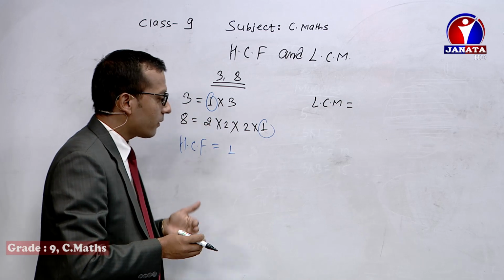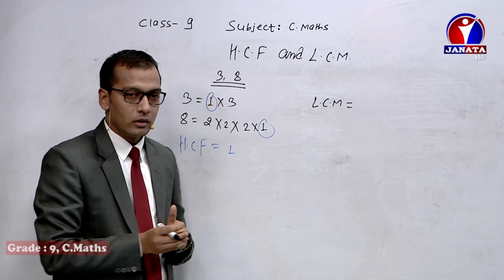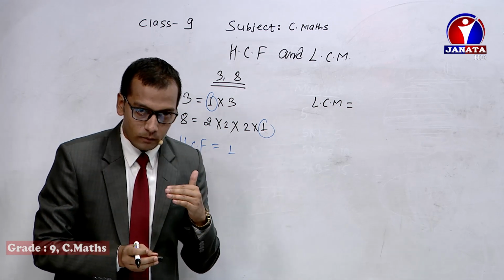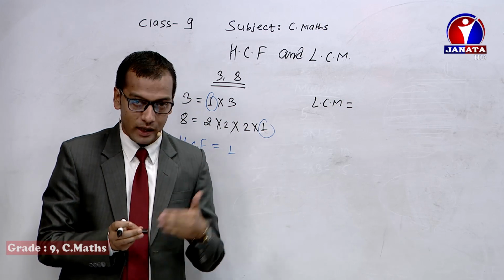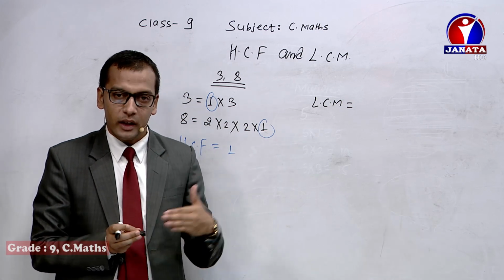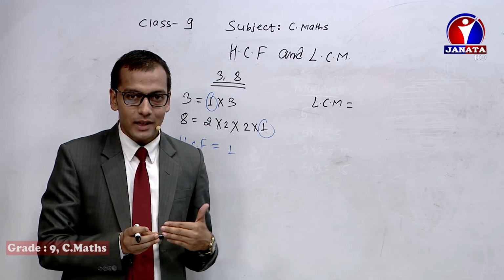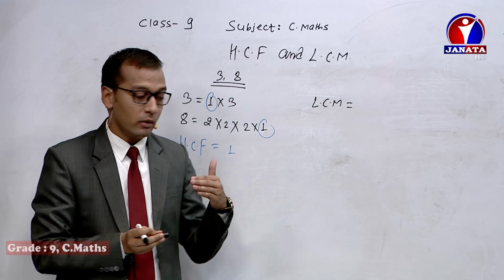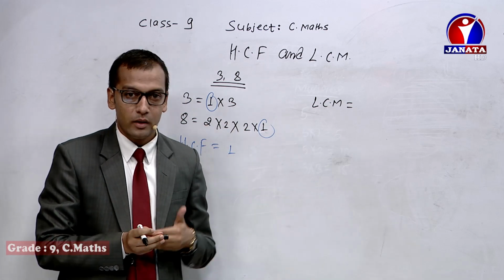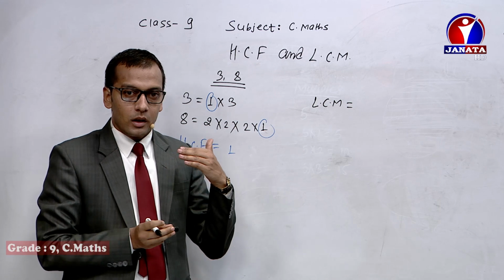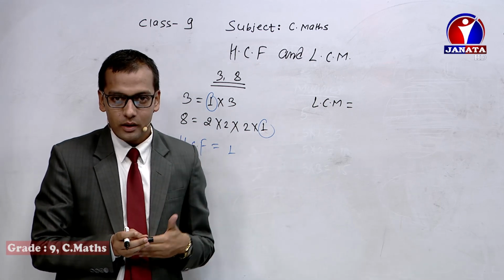So I have written here the factors of 3 and 8. The way of finding LCM is, in the beginning we factorize, we write the factors, then we pick out the common factors if there are any. If not, we write all the factors from the given numbers, and the product of common factors and the rest of the factors always gives the LCM.